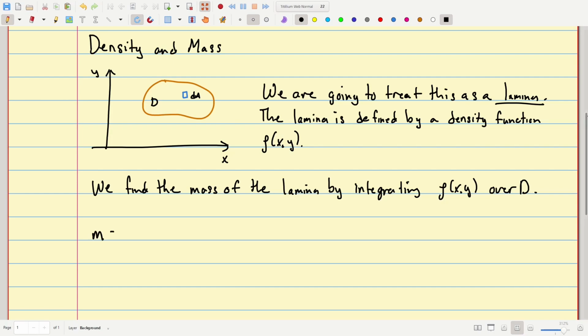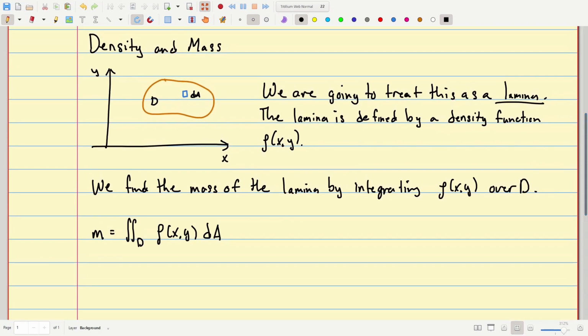So the mass is equal to the double integral over D of the density function dA. Now, for those of you who are engineering people, this idea of lamina is important because lamina are used to generate laminates, which are extremely important materials that we use for manufacturing and engineering.